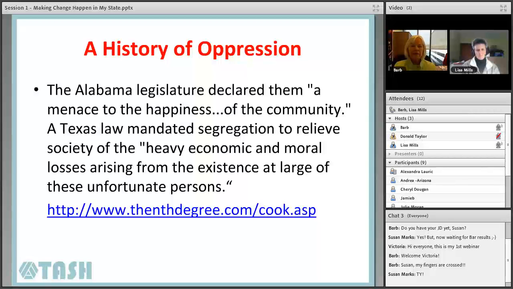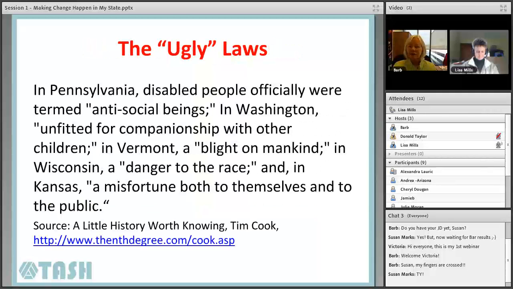The Alabama legislature declared them a menace to the happiness of the community. A Texas law mandated segregation to relieve society of the heavy economic and moral losses arising from the existence at large of these unfortunate persons. In Pennsylvania, disabled people officially were termed antisocial beings. In Washington, unfitted for companionship with other children. In Vermont, a blight of mankind. In Wisconsin, my home state, a danger to the race. And in Kansas, a misfortune both to themselves and to the public. And these were actual excerpts of state laws that existed during the last century, many of which were not removed from state law until the 60s or the 70s.